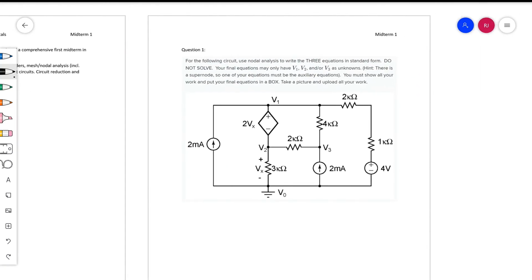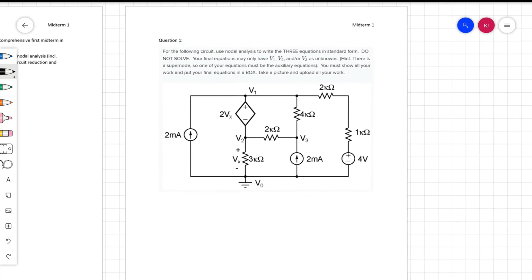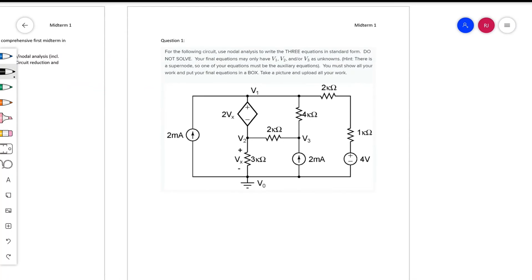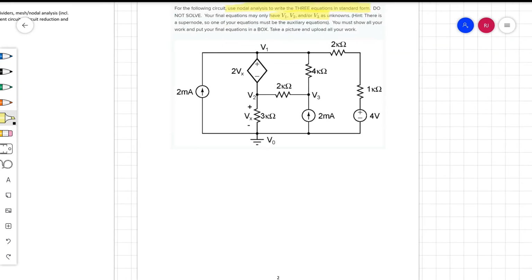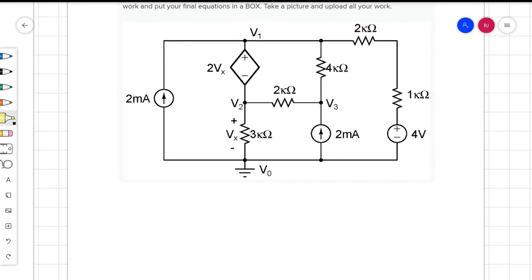So in our first question, we are going to solve this using nodal analysis, as it asks us to in the question. And it wants us to write three equations in standard form and to not solve. And then they ask specifically to find the three equations at the nodes v1, v2, and v3. And they say that the final equation should only have v1, v2, and v3 as unknowns. So the first thing we'll do is actually mark up this picture.